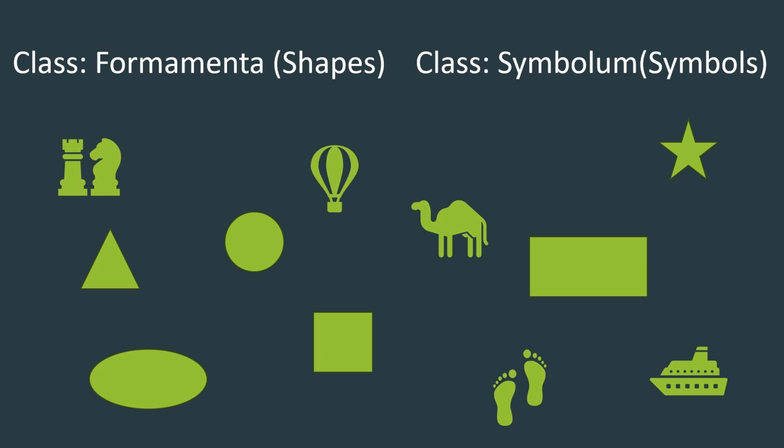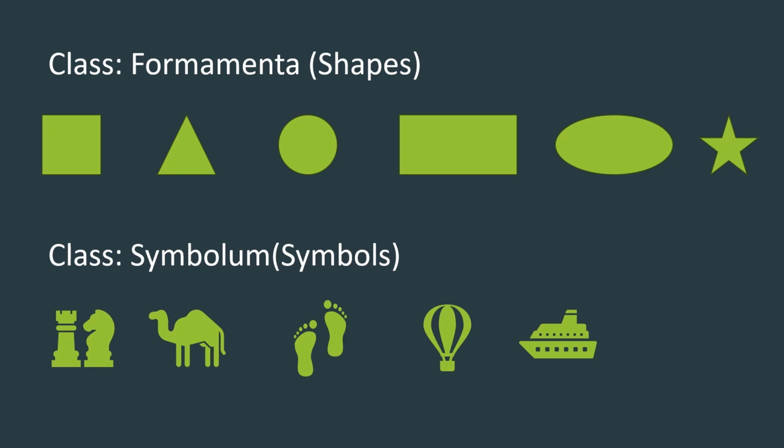So for these objects here, we're going to say this class is characterized by something being a shape or something being a symbol. So let's group those. We've got our shapes grouped together and our symbols grouped together. So let's take a look at just one class, right? Because that's what we're doing with birds and insects.